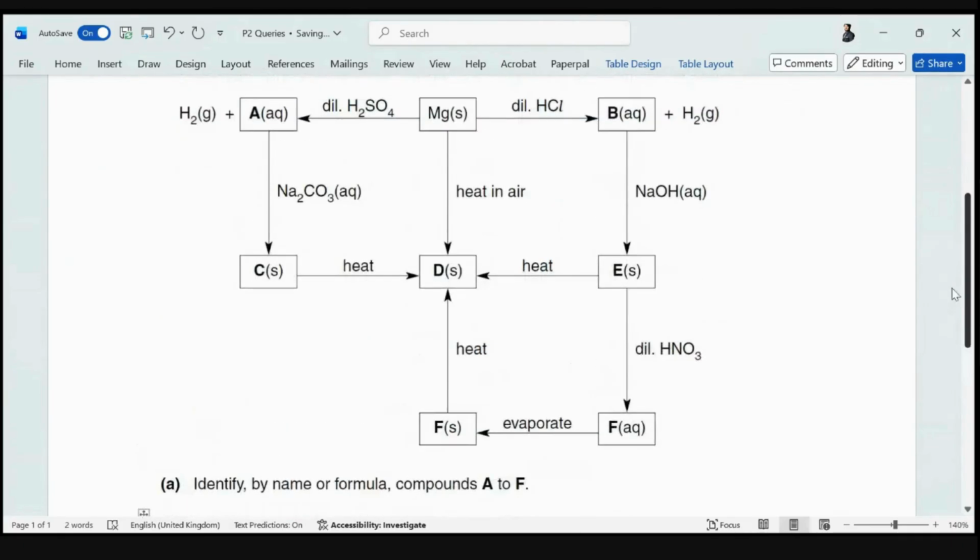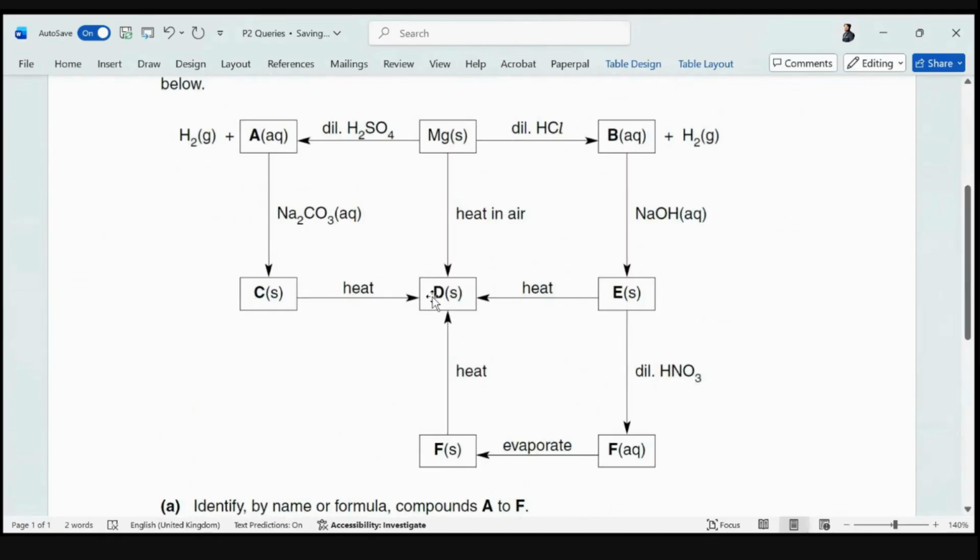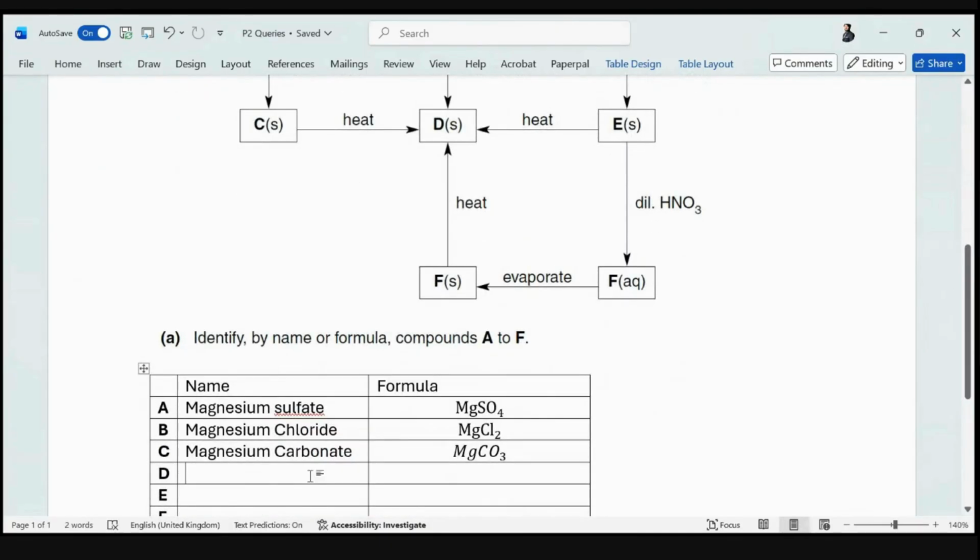Then D is what happens when I heat the carbonate. What do I get when I heat it in air? When I heat it, or even if I heat magnesium in air, meaning reacting it with oxygen, what do I get? Magnesium oxide, and the formula is MgO.